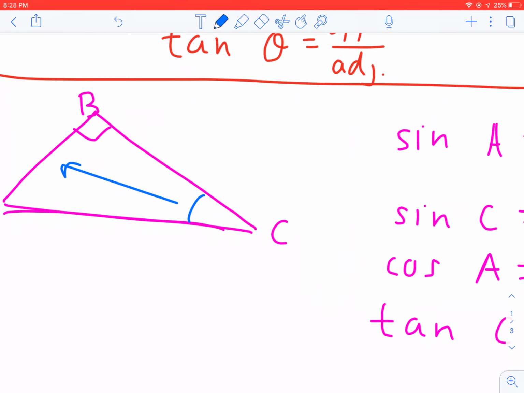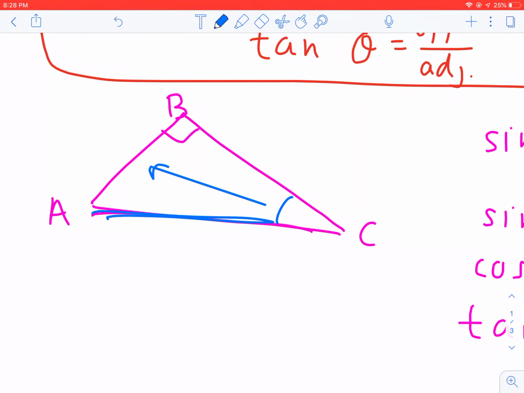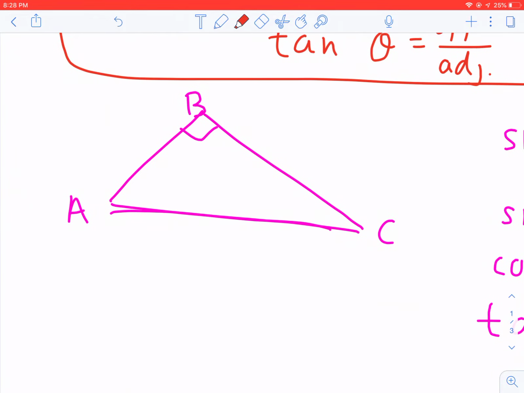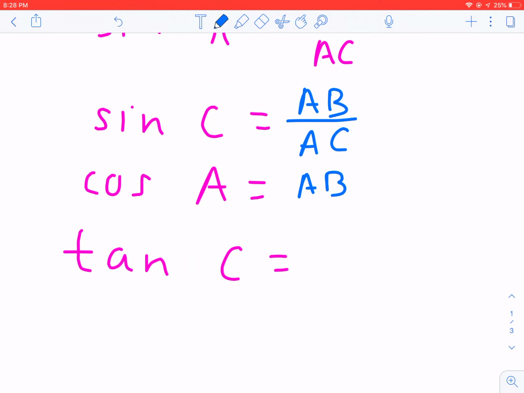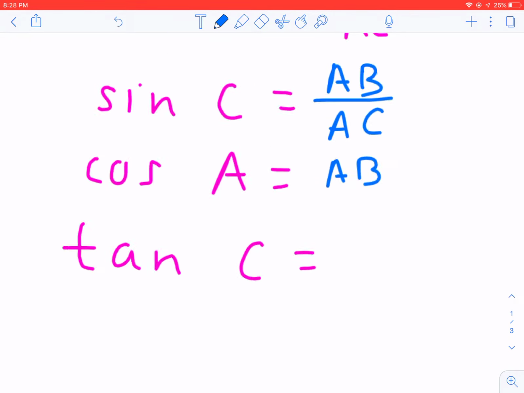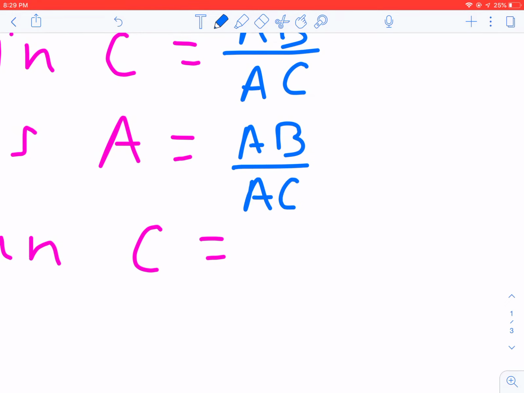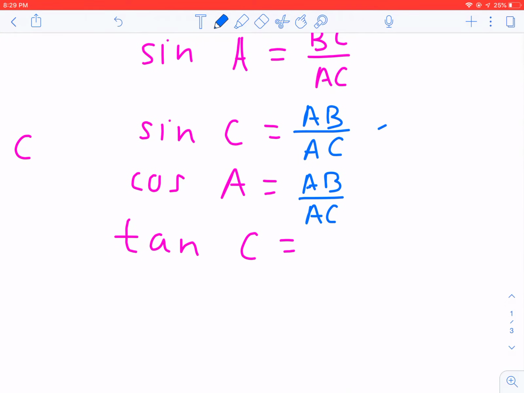Cosine of A is going to be the adjacent side, which is not that one. Cosine of A, again this angle. You might think we have two adjacent sides, but one of those adjacent sides is the hypotenuse. We do not want that one. Our adjacent side here is AB, and that's going to equal AB over hypotenuse AC. And yes, you might notice that these two are the same. We will talk more about that later, but that is something cool to notice.